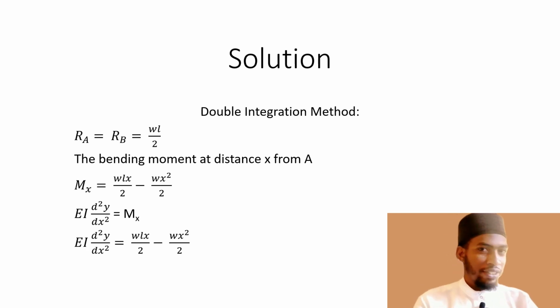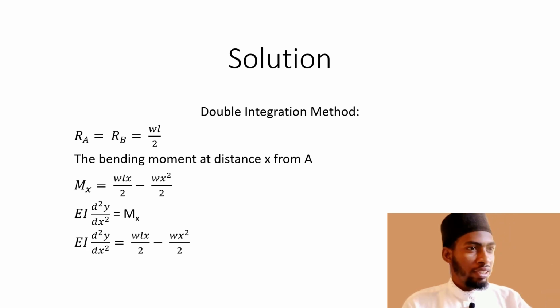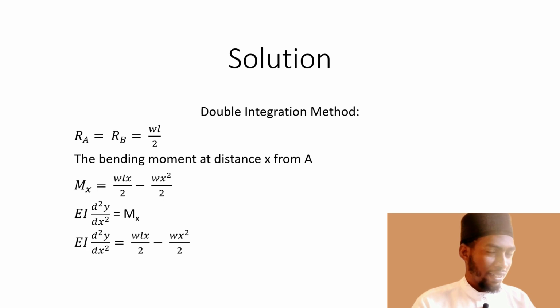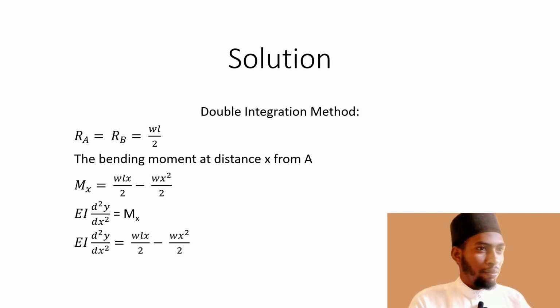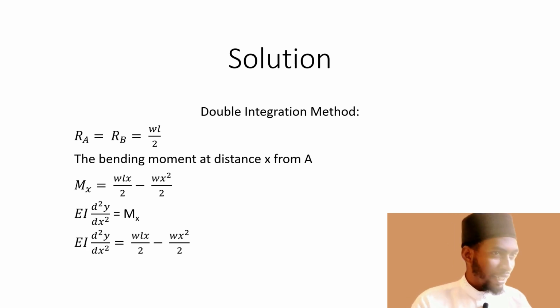WL is how we convert the distributed load, which is W, by multiplying it by the span, that's the length L. So if you multiply W kilonewton per meter by L, the meter in L cancels the other meter, so you have your load in kilonewton. That's that. So we have our moment equation here, the bending moment at distance x from A.